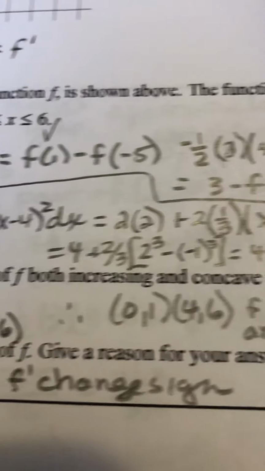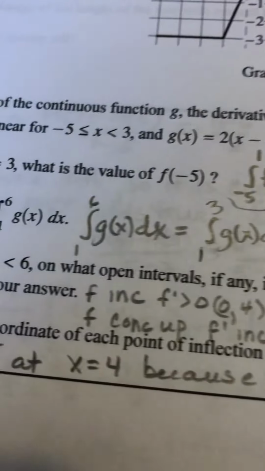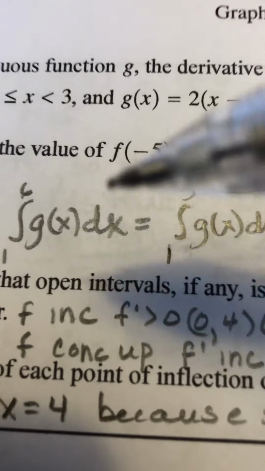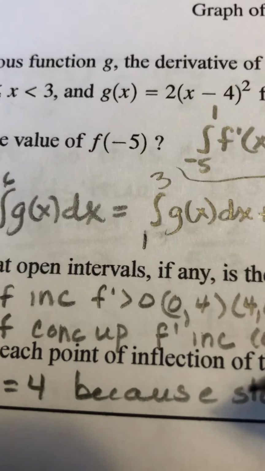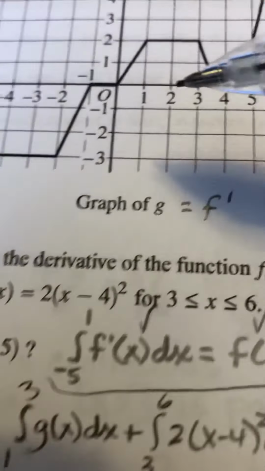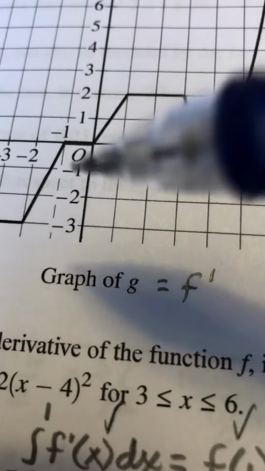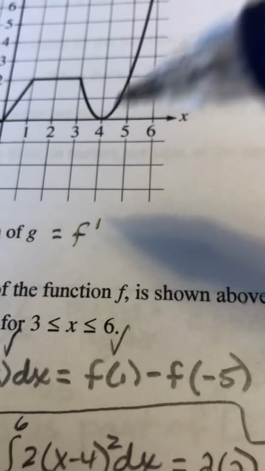Part C, when is the graph of f both increasing and concave up? And give reasons for your answer. So f is going to be increasing when f prime is positive. Where is f prime positive? Well, where is this graph of f prime above the x-axis? From 0 to 4, and again, from 4 to 6.